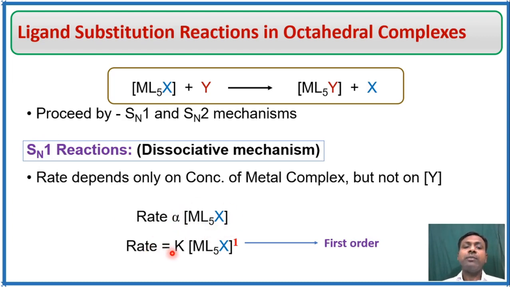Therefore, this rate can be written as rate equals K times the complex concentration to the power 1. This 1 indicates it is a first order reaction. Therefore, we call it a unimolecular reaction.